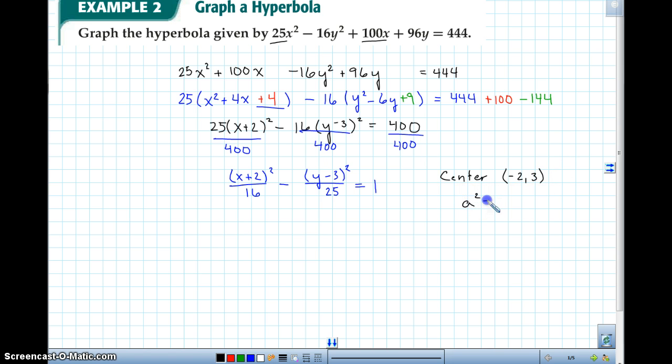A squared is equal to the first one, not the largest one. So A squared is 16. B squared is 25. Which means A is 4, B is 5. And if we wanted to solve for the focus, we would do A squared plus B squared and then square root it. So we'd see that C squared is going to equal 41. So C equals the square root of 41.